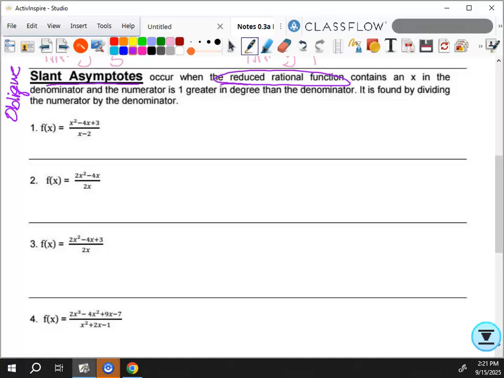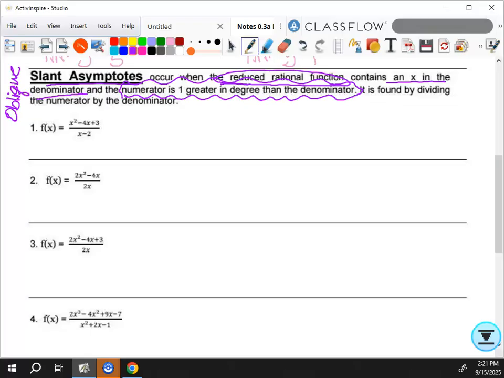When a reduced rational contains an x in the denominator, and the numerator, this is very important, is 1 greater in degree than the denominator. So you know how we put up there when it was top heavy, we have no horizontal asymptote, and it opens the door for slant. It doesn't guarantee, because if it's super top heavy, it's not going to be a slant asymptote. But if it's heavy by just 1 degree, that tells me I'm going to have a slant asymptote. Okay, so the numerator degree is 2, the denominator degree is 1. That's going to give me a slant asymptote.